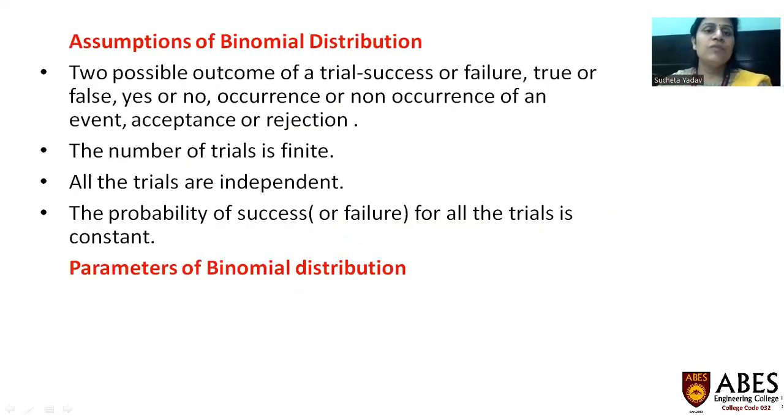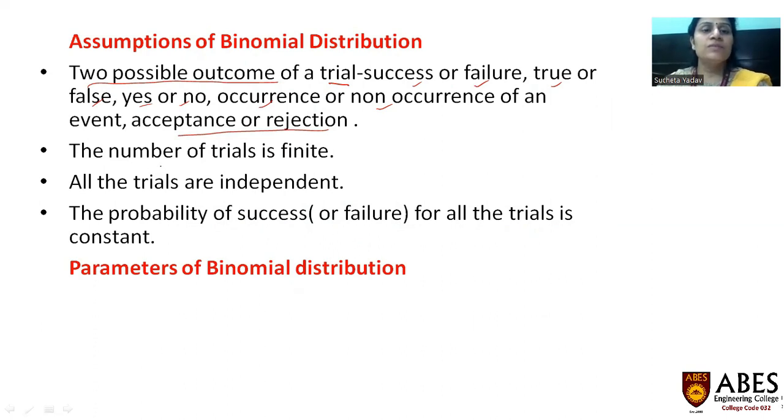Now, some assumptions of binomial distribution. Every trial must have only two possible outcomes: success or failure, true or false, yes or no, occurrence or non-occurrence of an event, or acceptance or rejection. That means no third outcome should be there for a trial, only two possible outcomes are there.